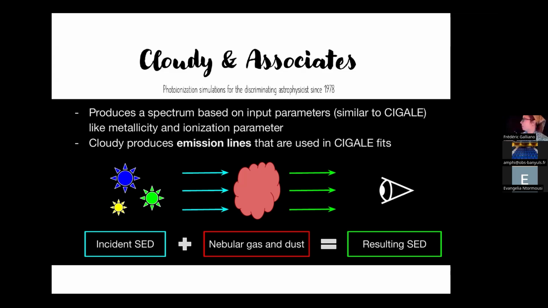You can supply it with an incident SED like that from an AGN or from a single star or a stellar population, like shown in this cartoon. Combine that with parameters you provide of the nebular dust and gas, and you will get out a resulting SED, which is something you could perhaps observe.